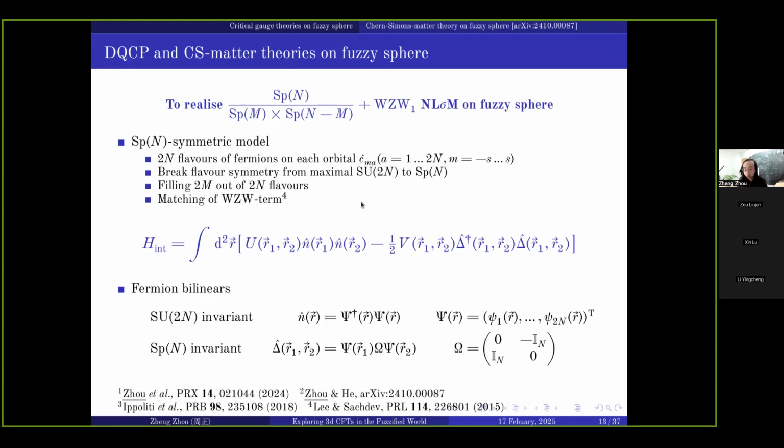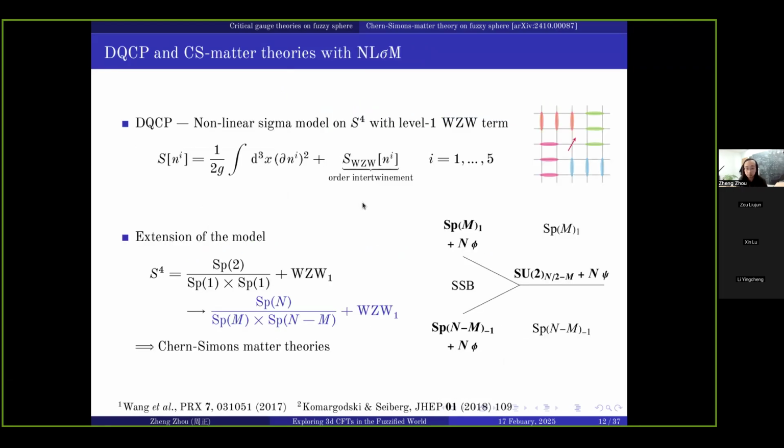Oh, sorry. Hold on. I don't remember. Can you remind me, for Spn over Spm times Spn minus m, for any n and m, do people know what is the corresponding gauge theory? These are all the possibilities I list here. Here, phi means bosons and psi means fermions. For each n and m, there are multiple possibilities for the gauge theories. Yes, exactly. Thank you.